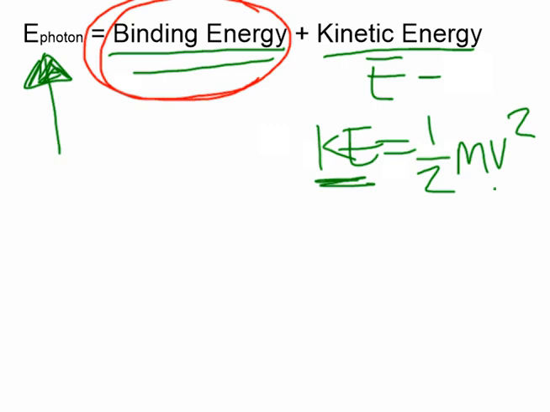So the lower the ionization energy, the faster the kinetic energy.